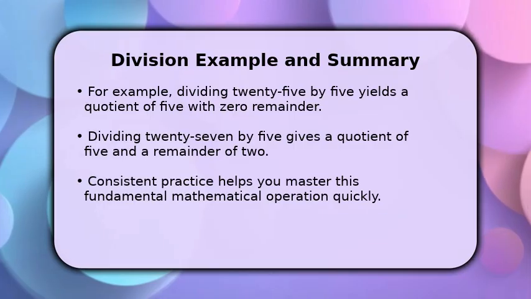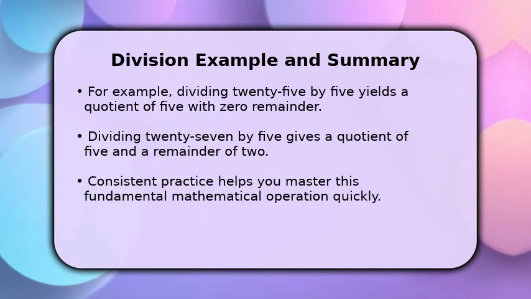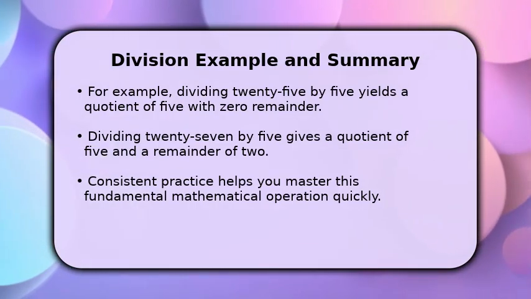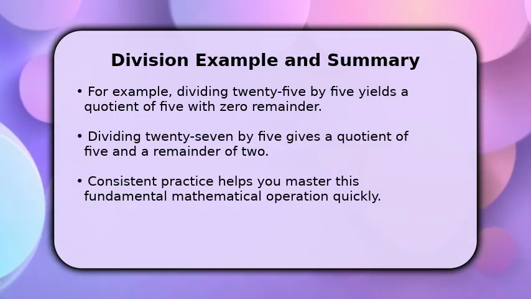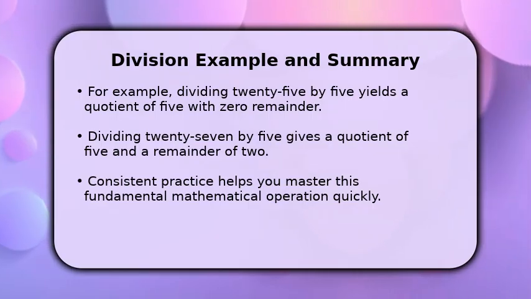Let's try an example. If you divide 25 by 5, your quotient is 5 with no remainder. If you divide 27 by 5, the quotient is still 5, but you'll have a remainder of 2. Remember, division is about fair sharing and finding how many groups you can make. Keep practicing these steps, and you'll become a division pro in no time.